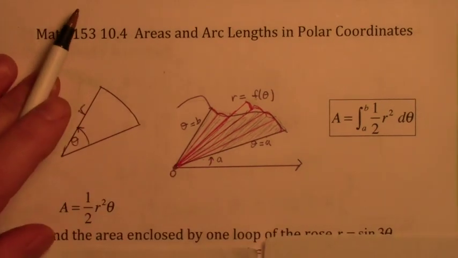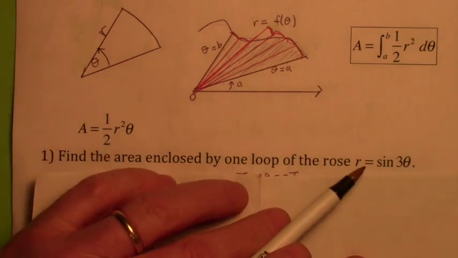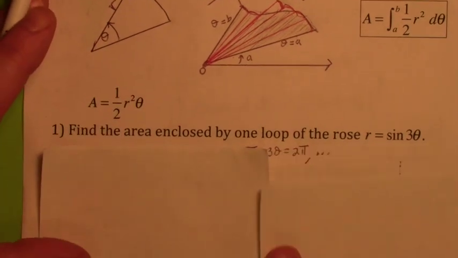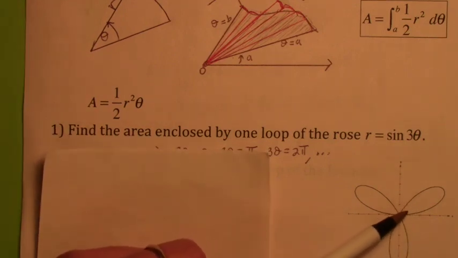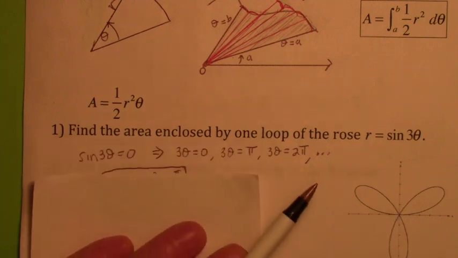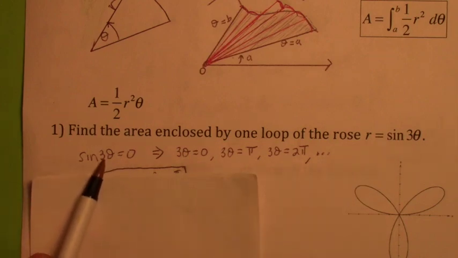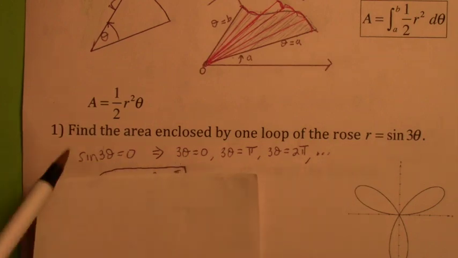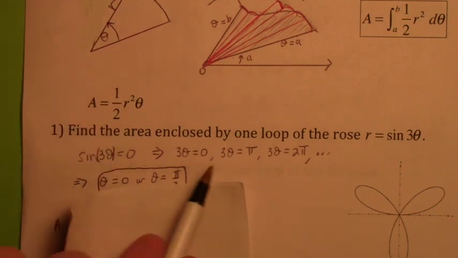Let's use that formula and find the area enclosed by one loop of the rose r equals sine 3 theta. Okay, we looked at this briefly last time. Remember, it looks like this. So you want to find the area of that loop, that first loop. The hard part is you need to know when the graph crosses the origin. We talked about it last time. But if you just set sine 3 theta equal to 0, when is the sine of something 0? Well, what's inside the parentheses either has to equal 0, or it has to equal pi, or it has to equal 2 pi, and so on.